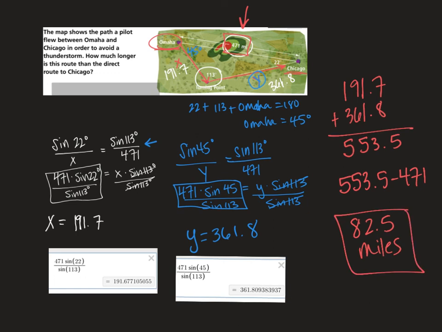So how much longer is this route? It's an additional 82.5 miles longer to fly this route than it would have been to do a straight shot, except for that dang storm. So there you go. There's one just like this. That's a try it problem that we will do next.